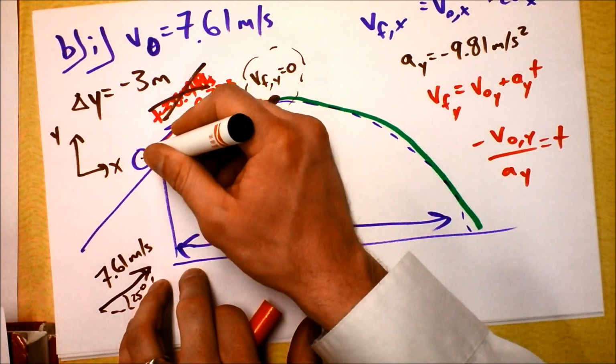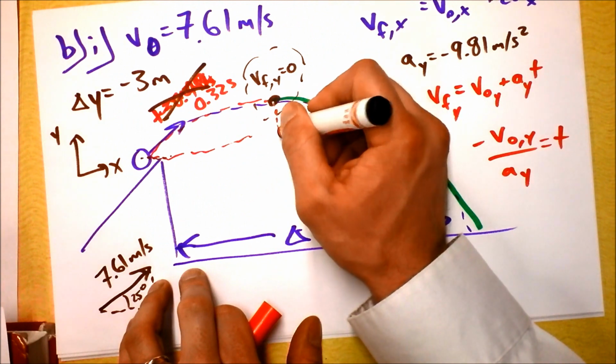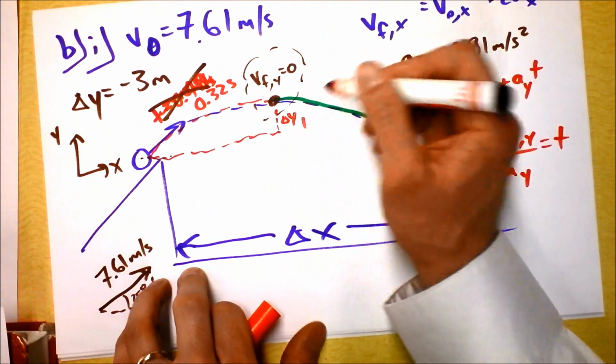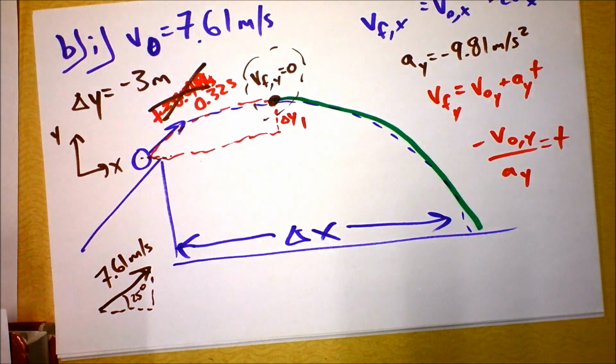We'll do it in red. Trying to find delta y. This delta y right there, we'll call it delta y1. How do we find delta y1?